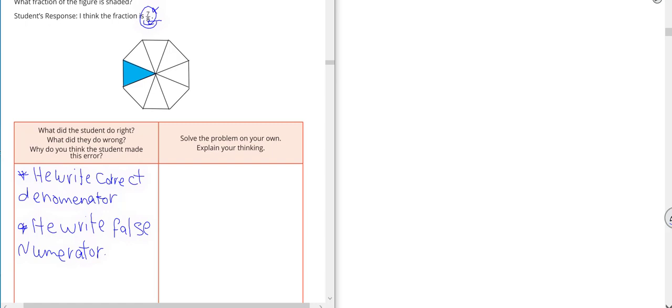Okay, solve the problem on your own, explain your thinking. First, this figure, how many parts are there in all? Count with me. 1, 2, 3, 4, 5, 6, 7, 8. So, write 8 in the denominator. Then how many shaded parts are in this figure? 1. One shaded part. So, write 1 in the numerator. We must write the number of shaded parts in the numerator.